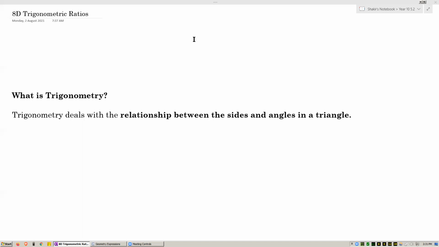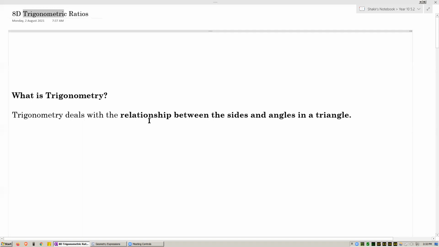Trigonometric ratios and our breakdown. So we're doing exercise 8D, trigonometric ratios. Two words here: trigonometry and ratios. So what's trigonometry? Trigonometry deals with the relationship between the sides and angles in a triangle. And there actually is a relationship.